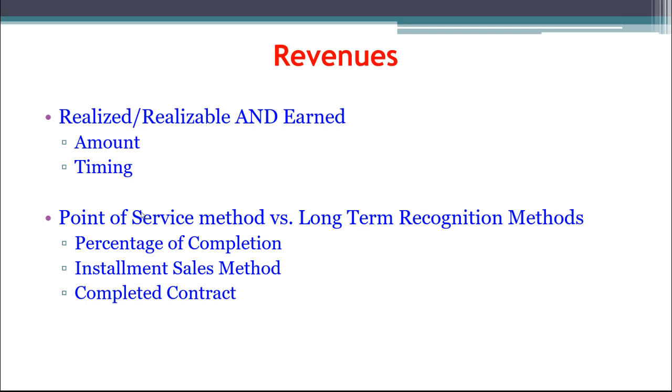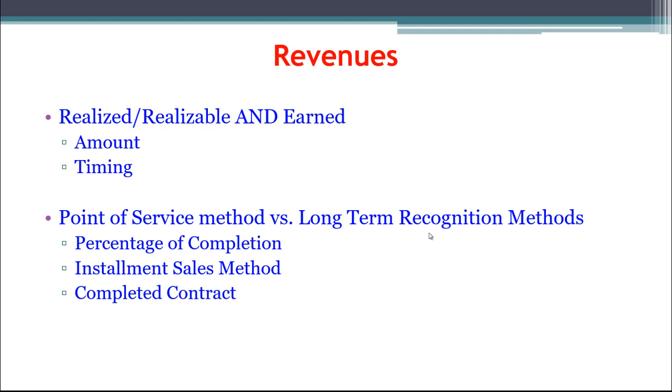Now most companies generate the revenue pretty quickly. They provide the service, they deliver the product, and it's done. Sometimes that's referred to as the point of service method. That means you've provided the service, and at that point you generate revenue. However, there are some companies, some industries that have a longer process for recognizing that revenue, for earning that revenue.